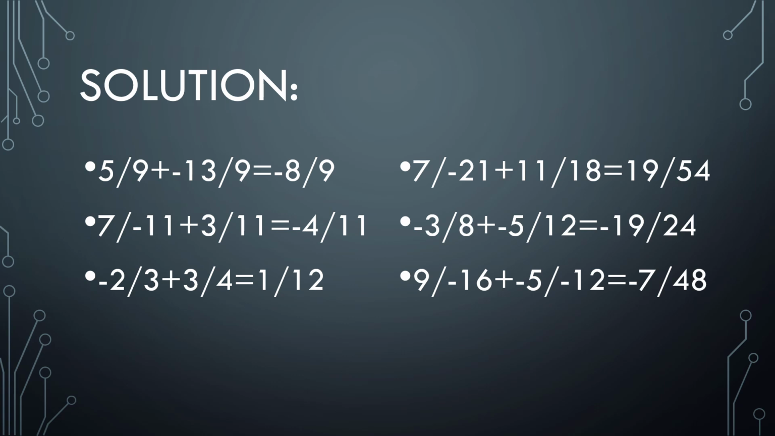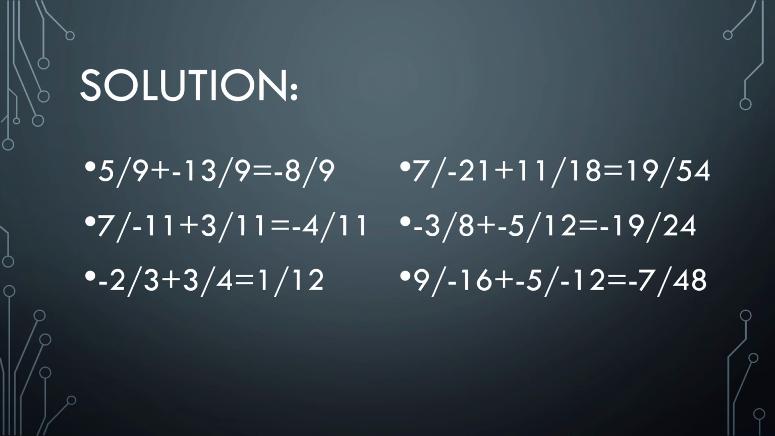Now minus 2 by 3 plus 3 by 4. Here the denominators are unlike. So what we do is take their LCM. The LCM of 3 and 4 is 12. You convert to 12, giving minus 8 and 9. If you add them, you'll get plus 1 by 12. This is how to do the second case of addition.